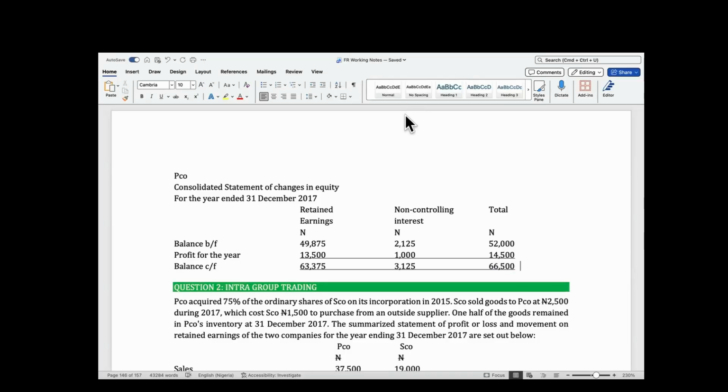Any questions, please? Fashion, I can see your hand. Sir, sorry, when we were explaining how you got the 2,125, my network was misbehaving, so I didn't really hear you. Okay.